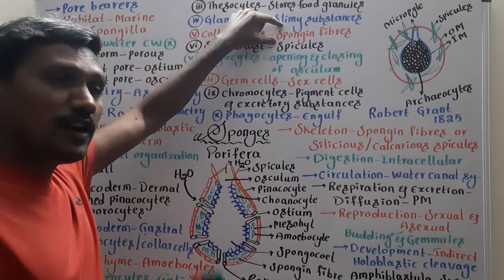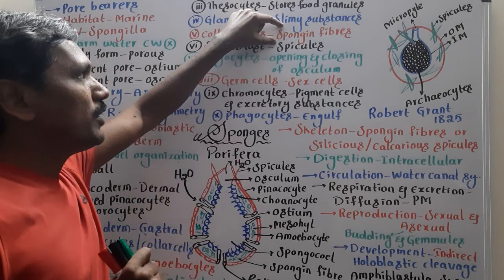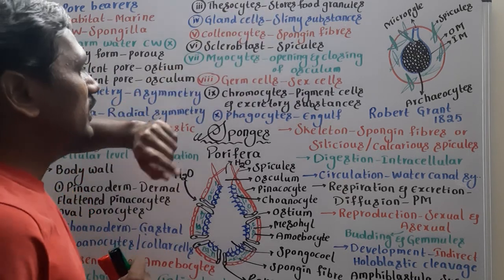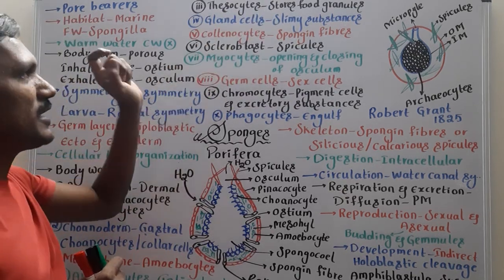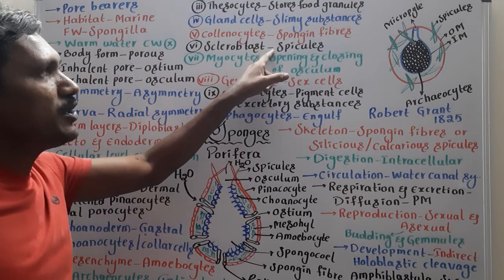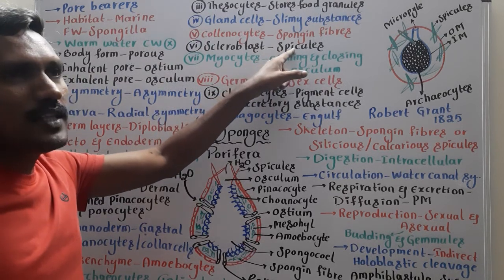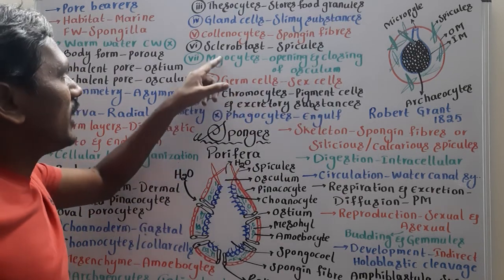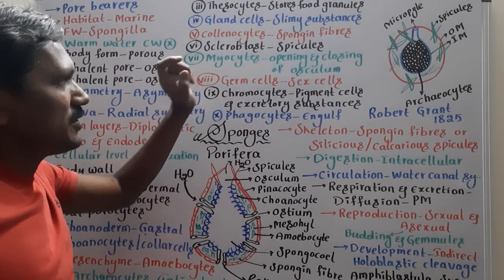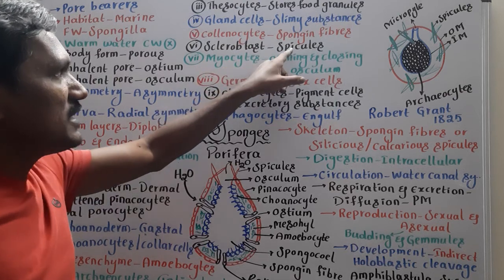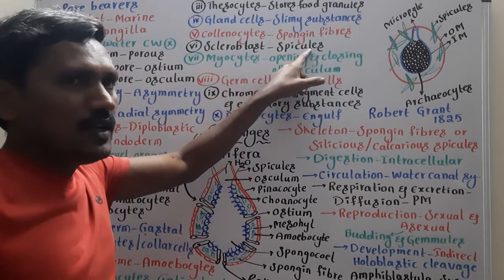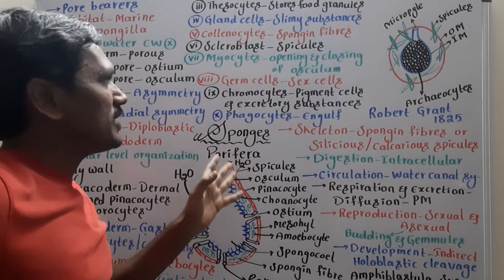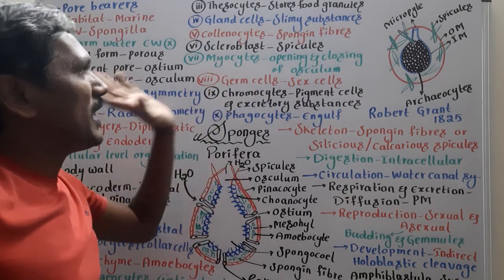Spongin fibers are one type of skeletal material in these sponges. Then scleroblasts secrete spicules. The spicules may be siliceous. If it is a calcareous sponge, the cell is called a calcaroblast. If it is siliceous, we call it a scleroblast, and if it is calcareous, we call it a calcaroblast.